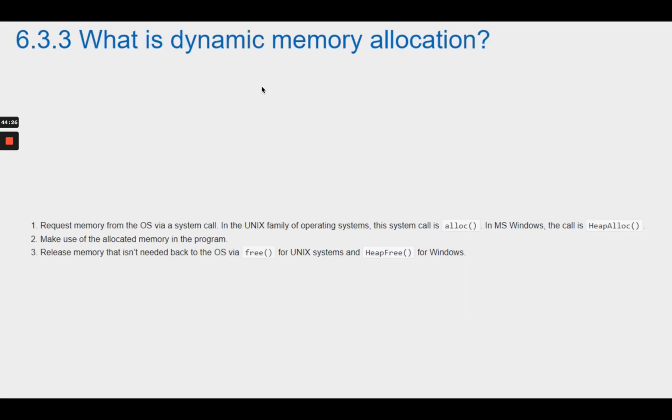1. Request memory from the OS via a system call. In the Unix family of operating systems, this system call is alloc. In MS Windows, the call is HeapAlloc. 2. Make use of the allocated memory in the program. 3. Release memory that isn't needed back to the OS via free for Unix systems and HeapFree for Windows.